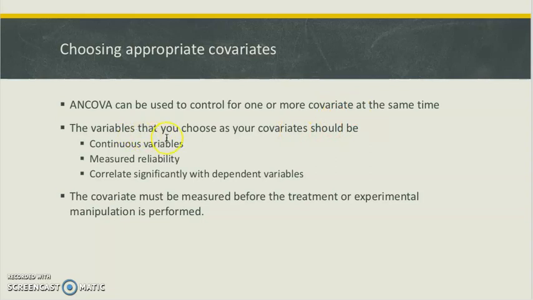The variable that you choose as your covariate should be a continuous variable, measured reliably, and correlate significantly with the dependent variable. Ini syarat untuk choosing covariate. Continuous variables such as test scores, measured reliably, and it must have a significant correlation or relationship with the dependent variable. The covariate must be measured before the treatment or experimental manipulation is performed. So the covariate here is the pre-test.